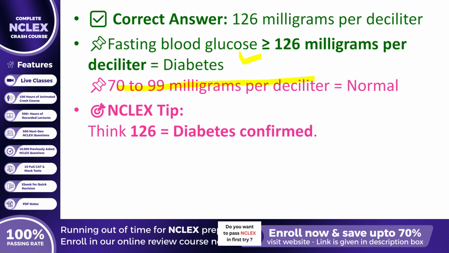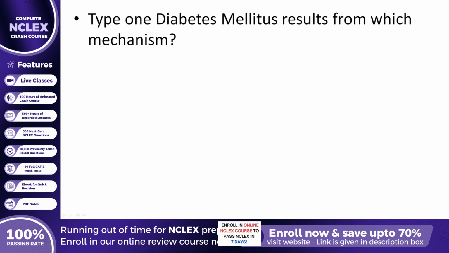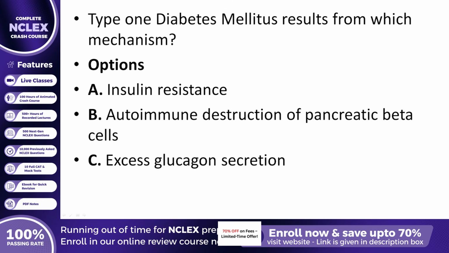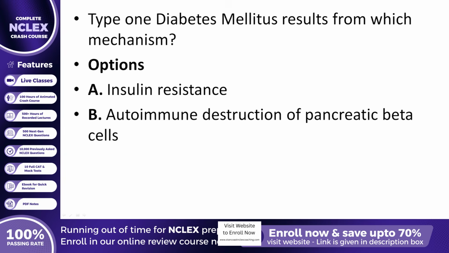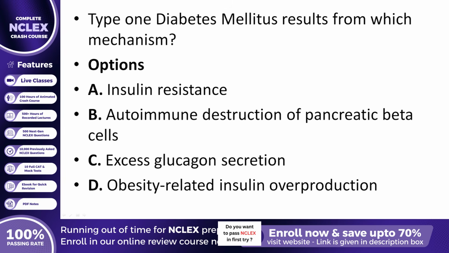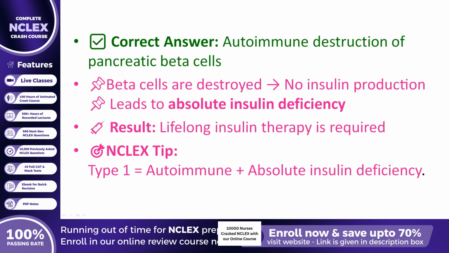Next, let us shift our attention to the mechanism of type 1 diabetes in question 3. The question asks, type 1 diabetes mellitus results from which mechanism? The options include insulin resistance, autoimmune destruction of pancreatic beta cells, excess glucagon secretion, and obesity-related insulin overproduction. The correct answer is autoimmune destruction of pancreatic beta cells. This destruction leads to absolute insulin deficiency, which is why lifelong insulin therapy is required.